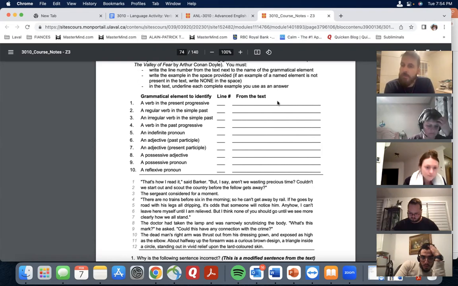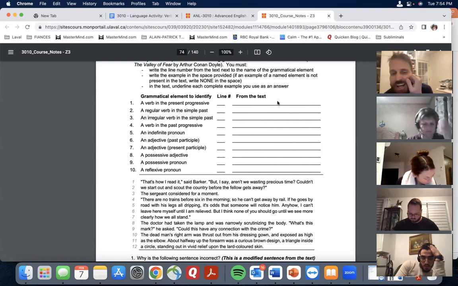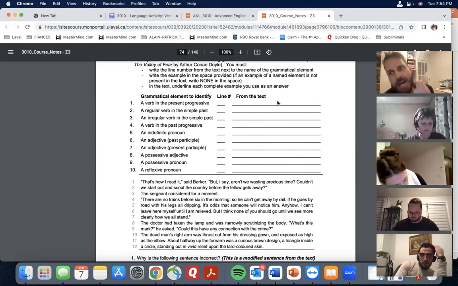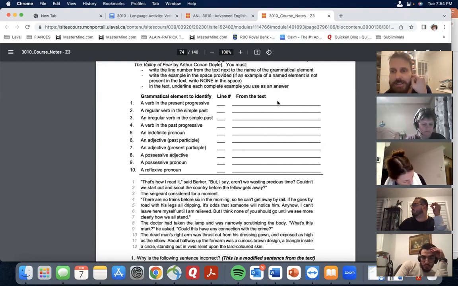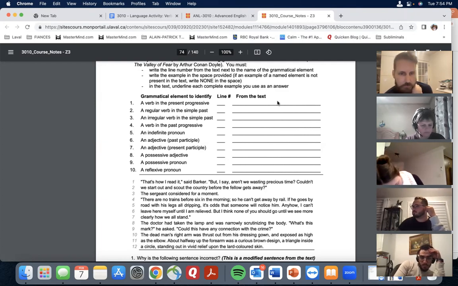Does anybody else have an example of the past progressive? Was scrutinizing. Line 8. Very good. Was scrutinizing. Line 8, you have it. Beautiful point. That is worth a point. It's identifying the past progressive and you did it. Excellent. Okay, is there only one example? Yes, there is.